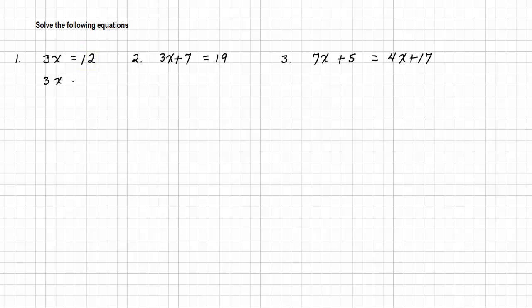Since we know what 3 times x is equal to, what we need to do to solve this equation is determine what 1 times x is equal to. Since this is 3 times x, the opposite operation to multiplying is dividing, so we divide the left side of this equation by the coefficient of x, which is 3. But as soon as we do that, we must divide the right side by 3.